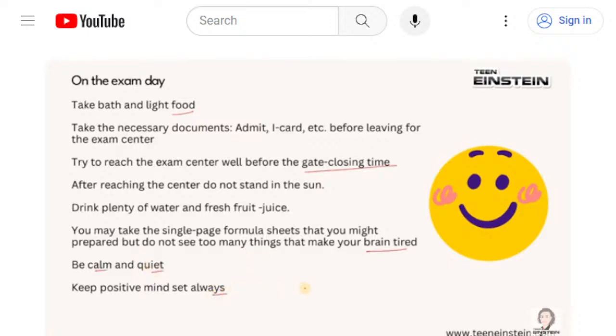That will solve 50% of the problems. If you keep the positive mindset that you are going to crack it, you are going to solve whatever questions come, however tough or typical they may be. So that positive mindset is very, very important to score well and do well in the exam.